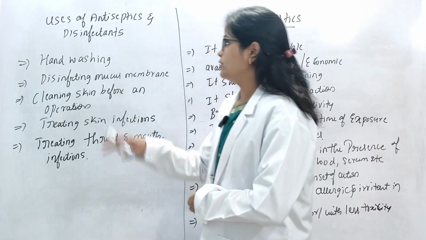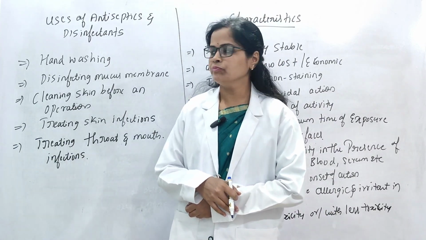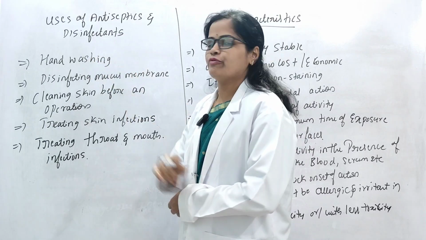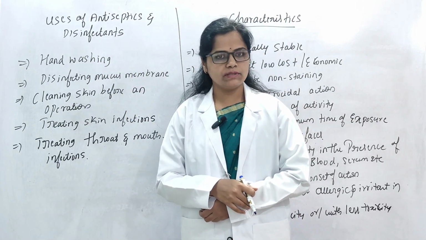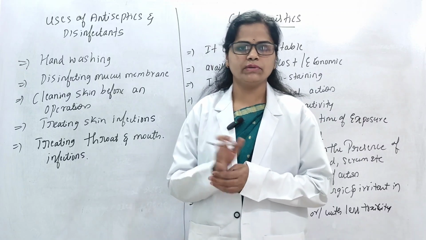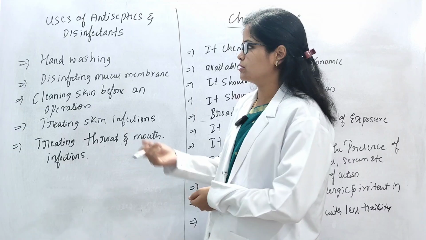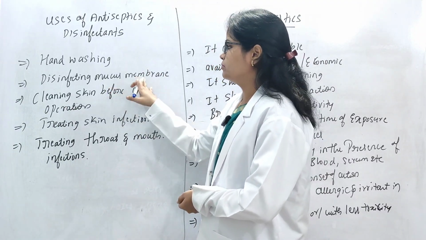Next, we'll study the uses and characteristics of antiseptics and disinfectants. The uses of antiseptics and disinfectants are for hand washing. Medical professionals may use this for hand washing. Now, hand rubbing, hand washing and even sanitizers we use also come under the antiseptics and disinfectants. And disinfecting the mucous membrane.